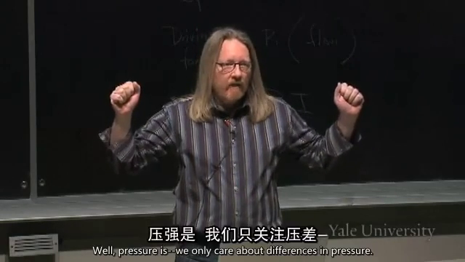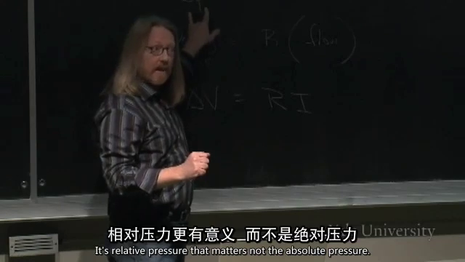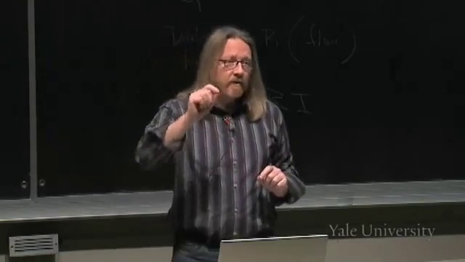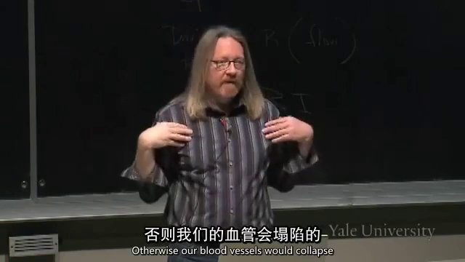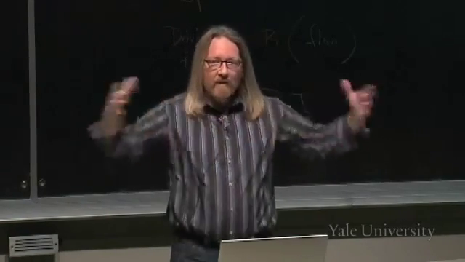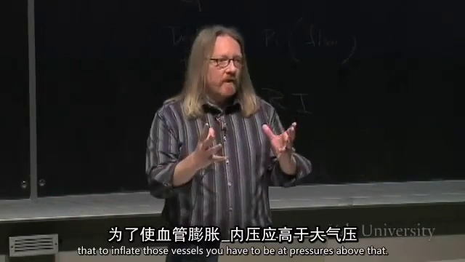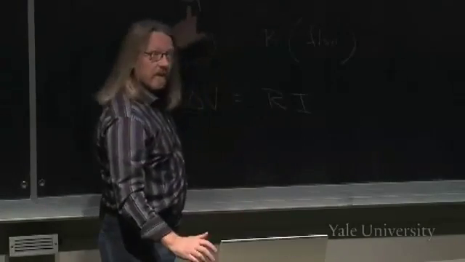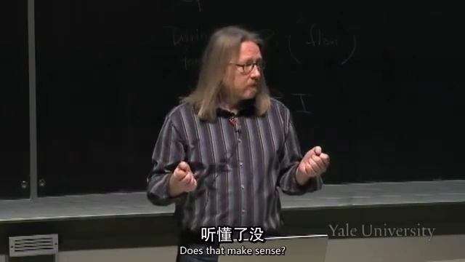Well, we only care about differences in pressure. It's relative pressure that matters, not the absolute pressure. So when you say that your blood pressure is 120/80, that means 120 millimeters of mercury above atmospheric, 80 millimeters of mercury above atmospheric. Otherwise, our blood vessels would collapse because we're surrounded by air that's 760 millimeters of mercury. To inflate those vessels, you have to be at pressures above that. But since all we care about are pressure differences, the pressure that you measure when you measure blood pressure is pressure above atmospheric. Does it make sense?